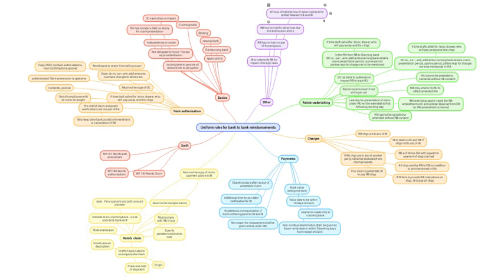So, we have seen some basic fundamentals of the Uniform Rules for Bank-to-Bank Reimbursements. We have seen how the payments are made, who is liable for the charges, what is the reimbursement authorization, what is the reimbursement claim, what is the reimbursement undertaking, and also some other fundamentals.